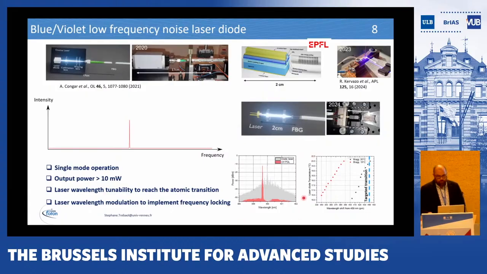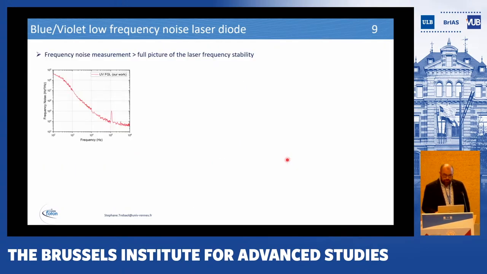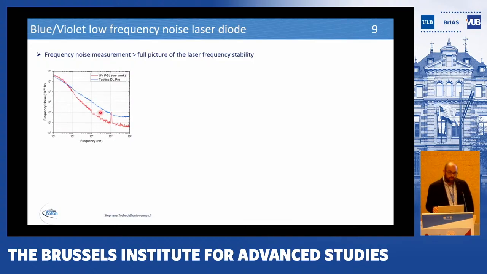Okay, but the point here is that if I just show you an optical spectrum, I cannot claim that my laser is really single mode and low frequency noise. So again, I will jump towards the frequency noise picture. And here, this is what I represent. You have the frequency noise versus the frequency for a 400 nanometer version of the laser. And for comparison, I also add the frequency noise of the Toptica DL Pro laser at 420 nanometer.